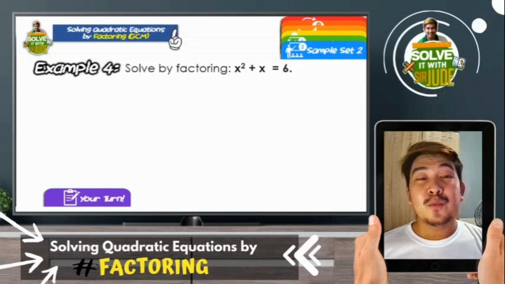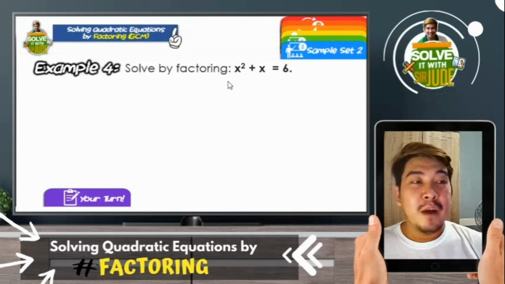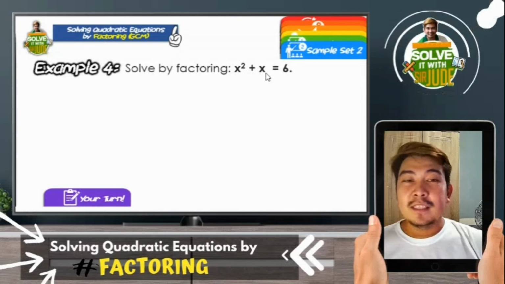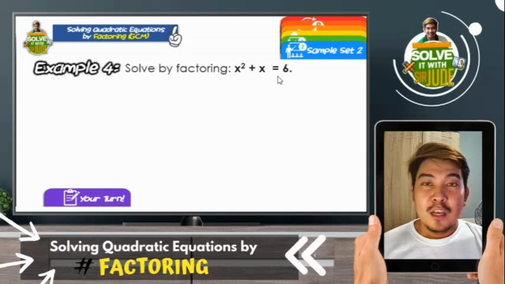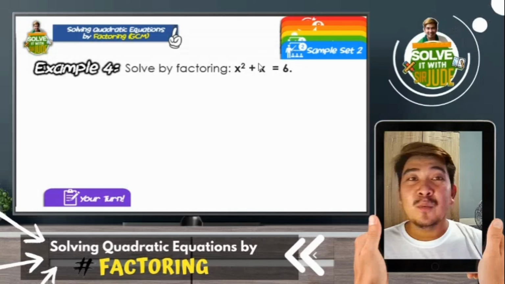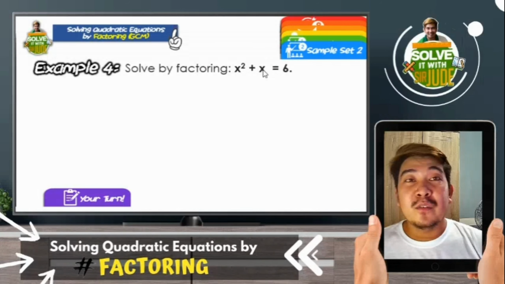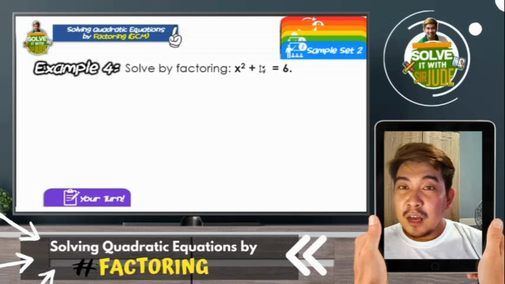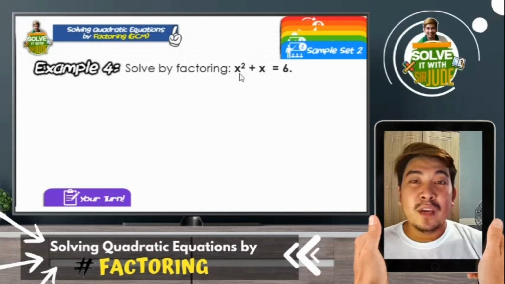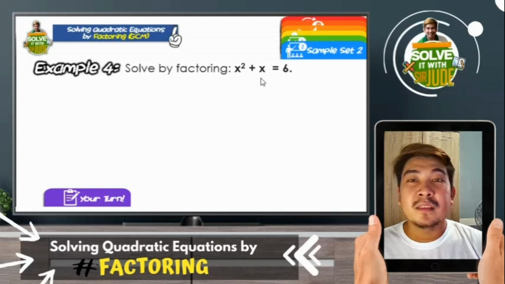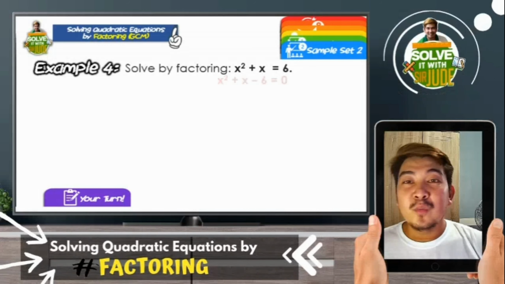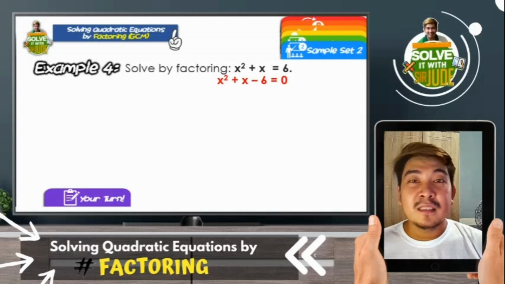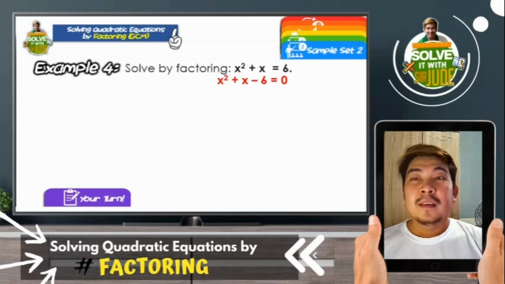So let us now proceed with the fourth example given by x squared plus x is equal to 6. So kung mapapansin natin, the quadratic equation is not yet in its standard form. So ilipat muna natin si 6 dito doon sa kabilang side ng equation. So kailangan kasama siya ni x squared plus x. So the result will be x squared plus x minus 6 is equal to 0.